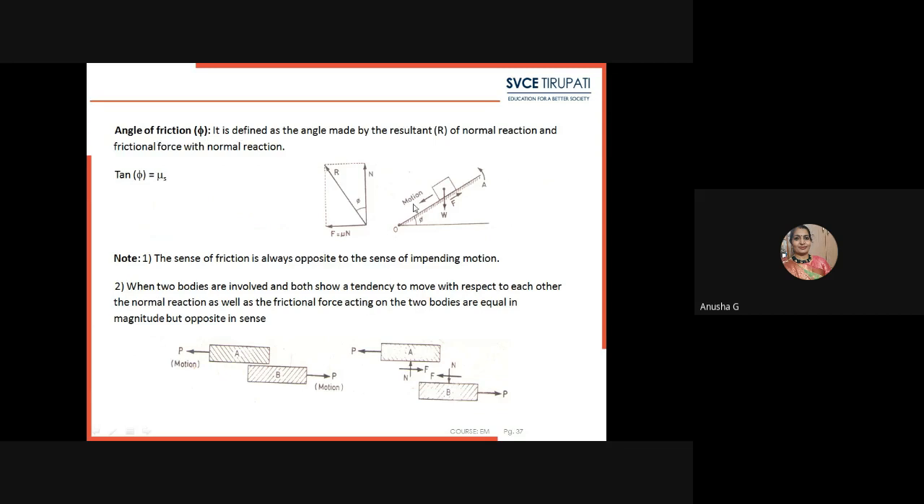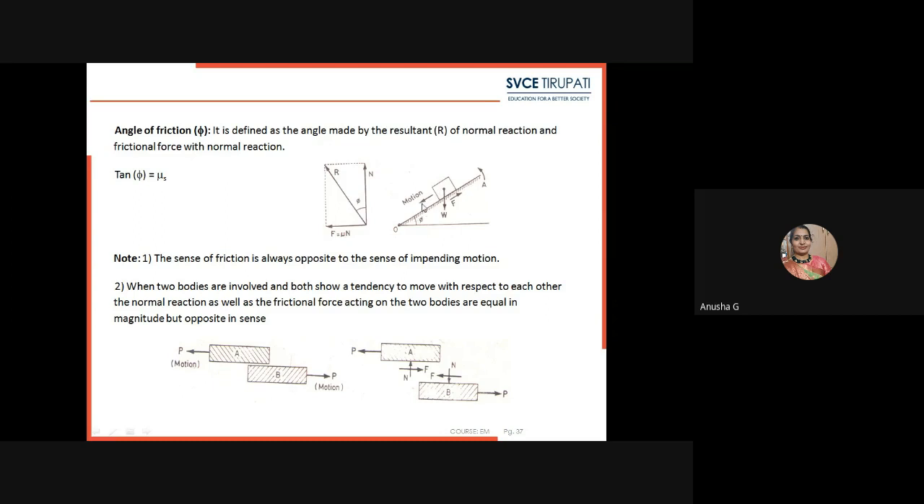Angle of friction is nothing but, here you can observe the slider. You have to think of it as a slider. It is defined as the angle made by the resultant of the normal reaction and the frictional force with the normal reaction. Here you can observe, we are keeping a box, and when we lift it up to a certain angle, the body tends to move. That angle at which the body tends to move is known as the angle of friction, or angle of repose.